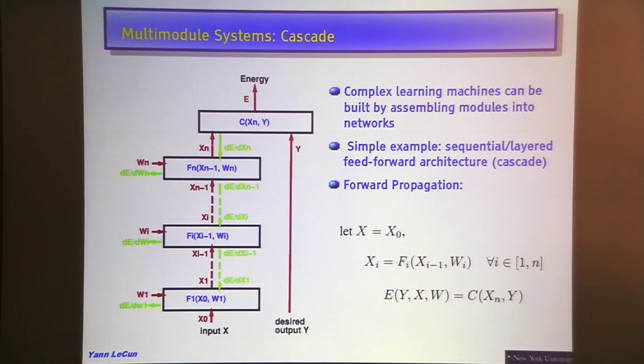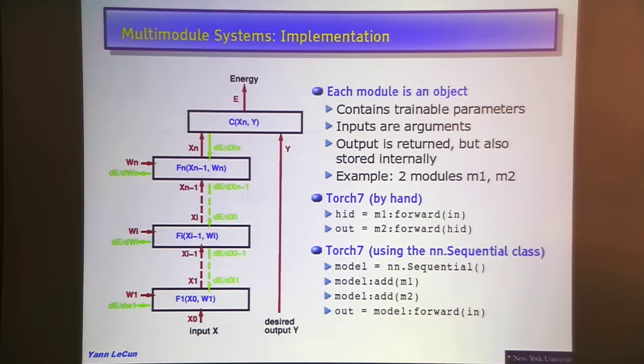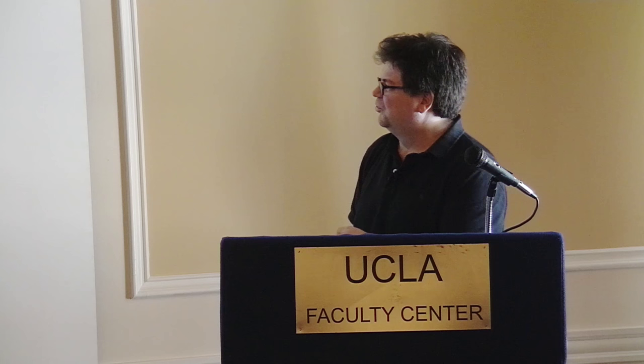So, for example, in Torch, you would implement this with some sort of object, let's call it M1 for the first module, and there would be a forward function for this object that would take the input vector and produce the hidden layer called hid here. Then you could apply the same forward function to the second module. It will take as input the hidden layer and produce the output. Okay, so it's a very simple way of writing a feedforward neural net, with Torch symbolism.